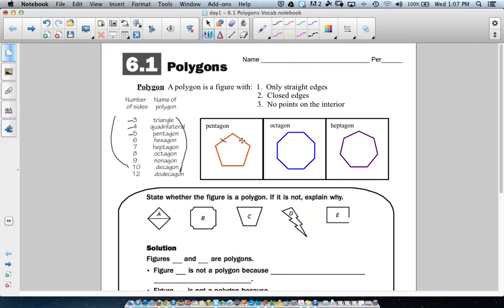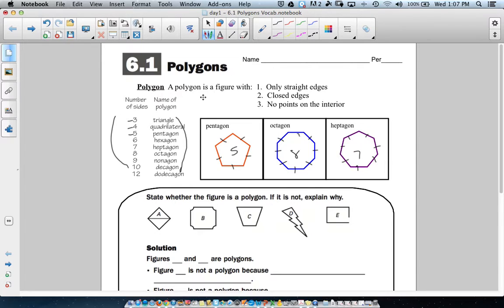That's right here. So this is 1, 2, 3, 4, and 5. That is a pentagon, so 5 sides of a pentagon. Octagon, so 1, 2, 3, 4, 5, 6, 7, 8. That's an octagon. A heptagon has 1, 2, 3, 4, 5, 6, and 7. That would be a heptagon.